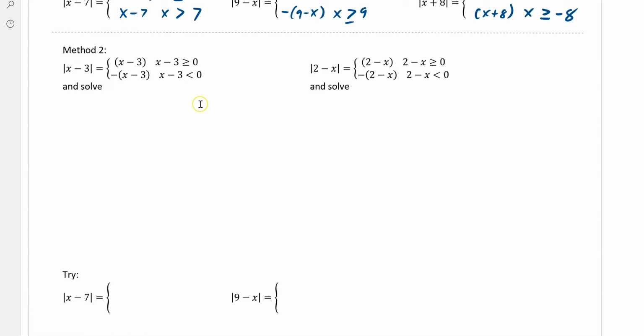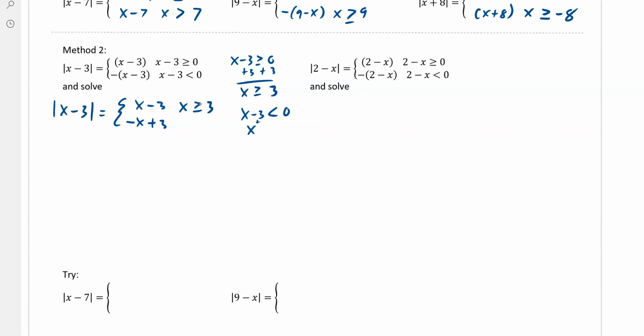And then we just simplify. So we would end up with x minus 3 is equal to x minus 3. And now you just solve the inequality. So plus 3, plus 3. So x is greater than or equal to 3. And then this would be negative x plus 3, and we do the same thing with that guy. So x plus 3, it's less than 3. And all you have to do now is basically just rewrite it and simplify, and it tells you the piecewise.